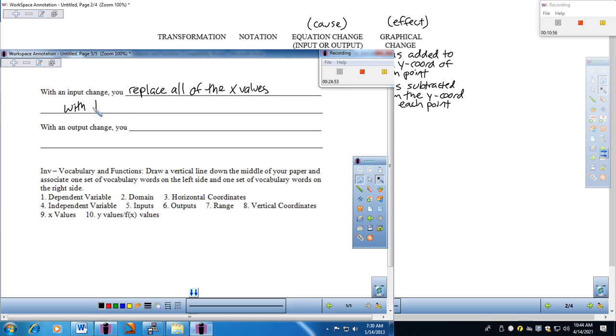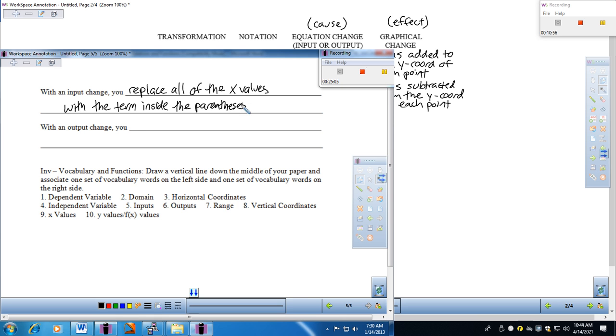So with the term inside the parentheses. I hope you kind of saw that. Anytime we dealt with an input change, whatever that input was, it really replaced all the x's, and that's the bottom line. Okay? So for input, just perform the function rules on that input, whatever it may be.